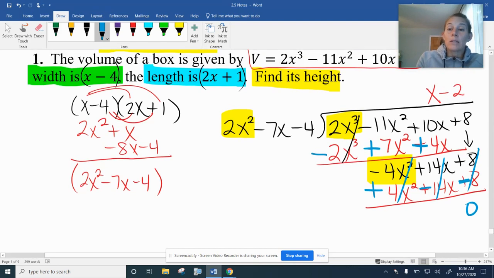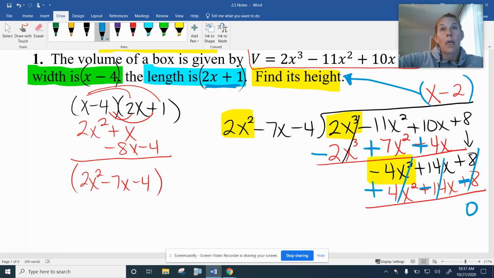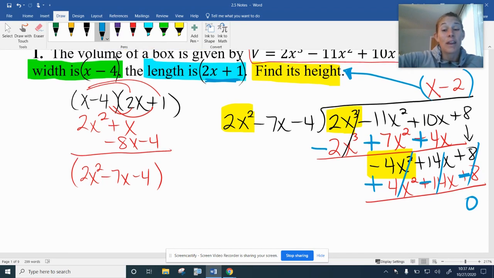So x minus 2 then is our height, because when we divide out the product of the first two factors, we're left with that x minus 2, which would be the expression for the height. Now, we couldn't do synthetic division here because this factor for the length had that coefficient in front of the 2. So that does not allow us to do the synthetic.